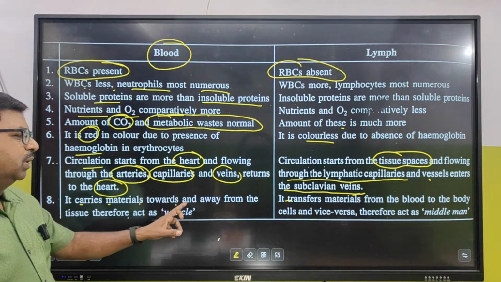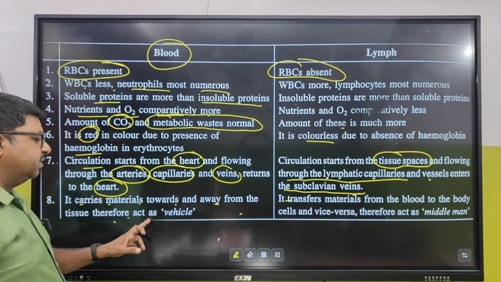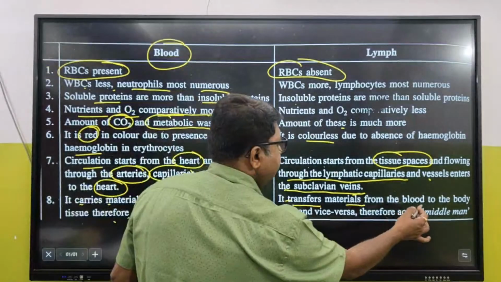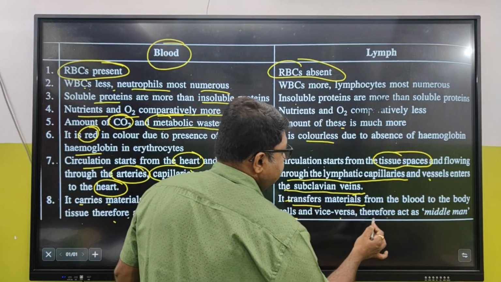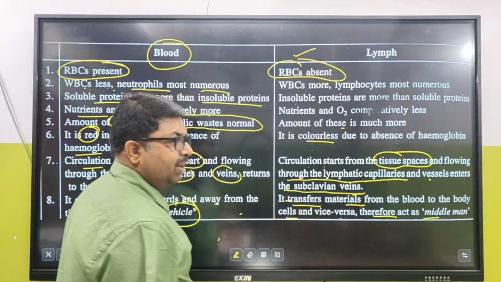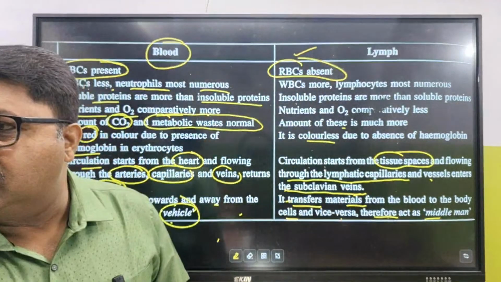Lymph carries materials towards and away from the tissue, and thereafter acts as a vehicle. It transfers materials from the blood to the body cells and vice versa. Therefore, it acts as a middleman. So what is lymph? Lymph is also called a middleman.